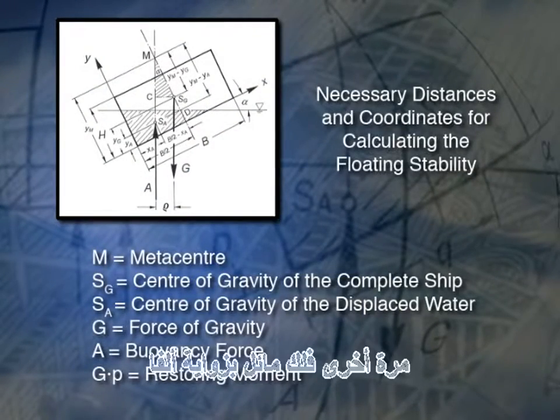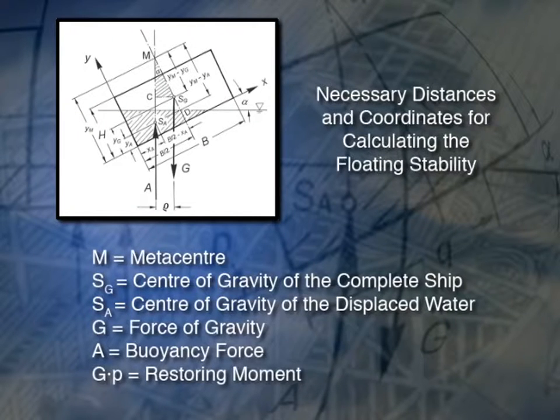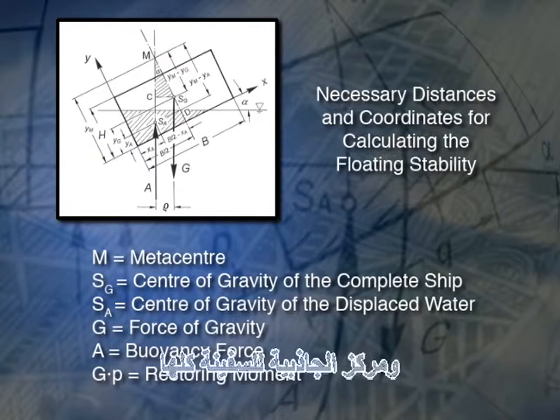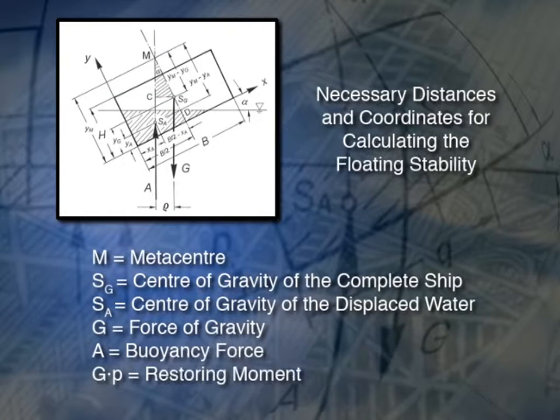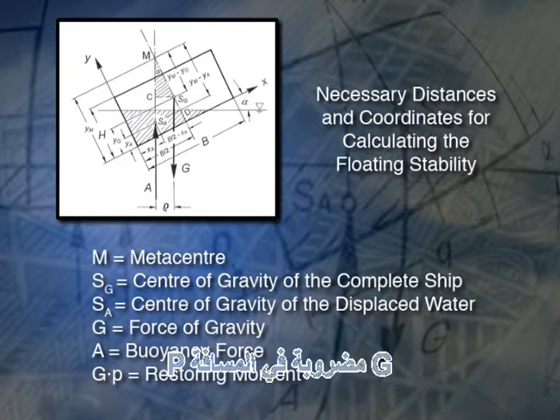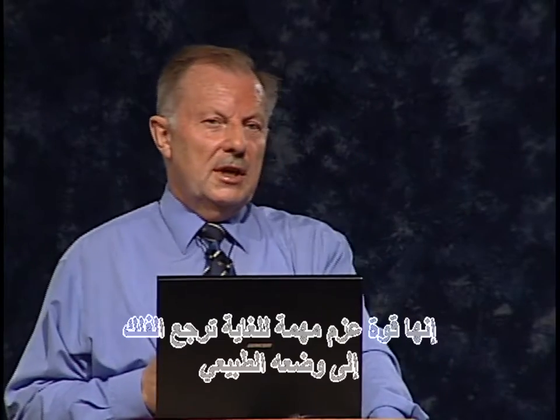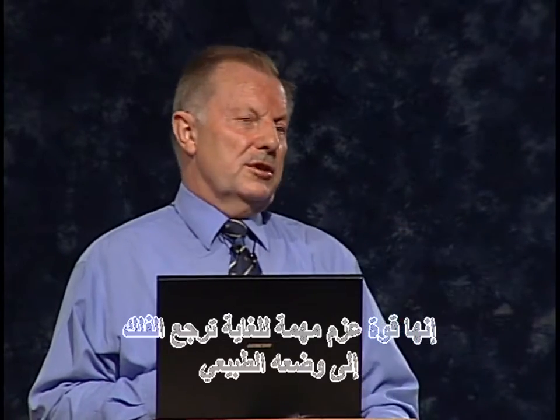Here you see once again an arc with a tilt angle alpha. We need for the calculation a few distances and coordinates for the floating stability. You see the metacenter above, the center of gravity of the complete ship, and the center of gravity of the displaced water. G is the force of gravity, and A the buoyancy force, and G multiplied by the distance rho is the restoring moment. It's a very important moment which brings the arc into the normal position.